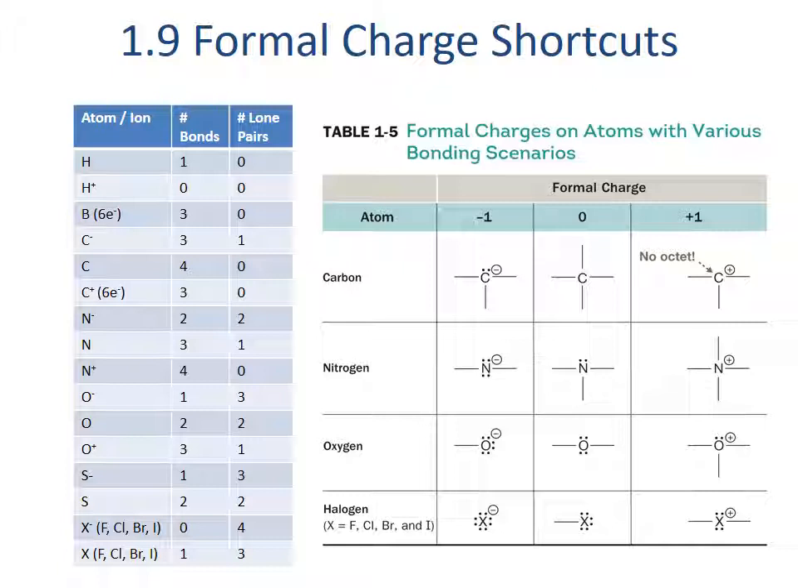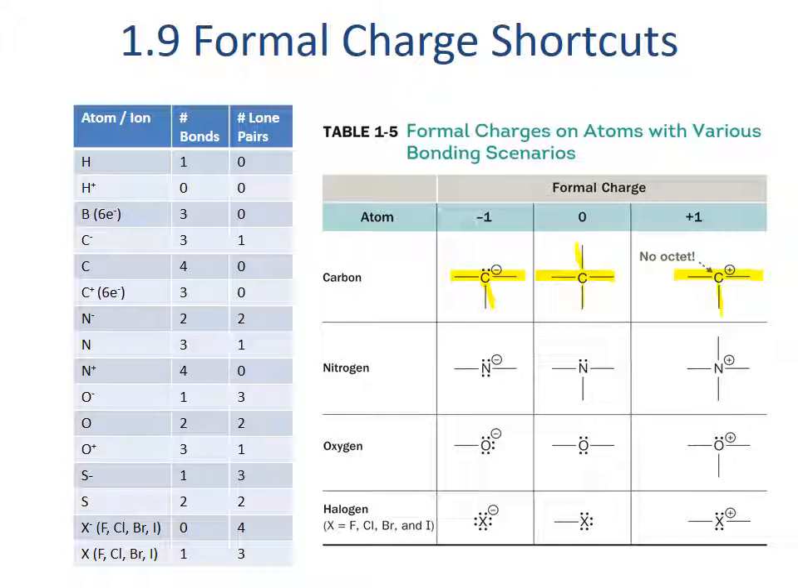Once you've been doing formal charges for a while, you might realize that atoms usually have a few different formal charges available to them, and that they are always associated with bonding patterns. For example, carbon normally has 4 bonds. As long as it has 4 bonds, it will always have a formal charge of 0. If it has 3 bonds and a lone pair, it will always have a formal charge of -1. And if it has 3 bonds with no lone pair, it will always have a formal charge of +1.